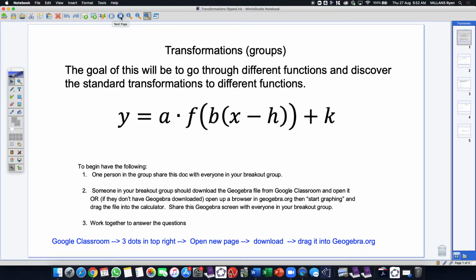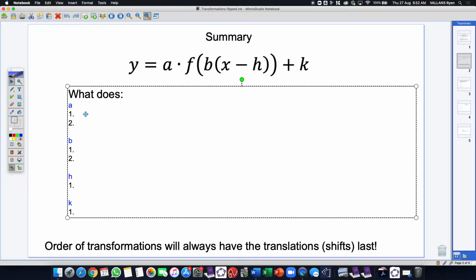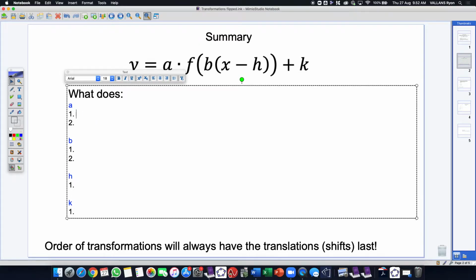All right, I'm assuming you've finished it or you're just waiting for the notes anyway. Here we go. You should have found out that A vertically stretches the function by a factor of A. Whatever A is, that's how much it's multiplying vertically. So all your y's are getting multiplied. It also flips it over the x-axis, so it turns it upside down.